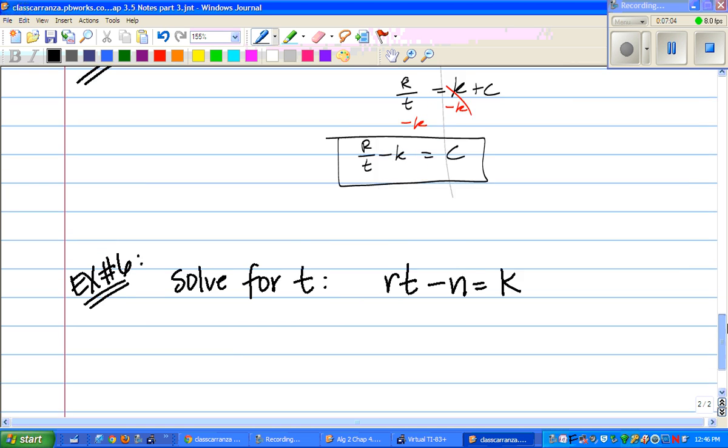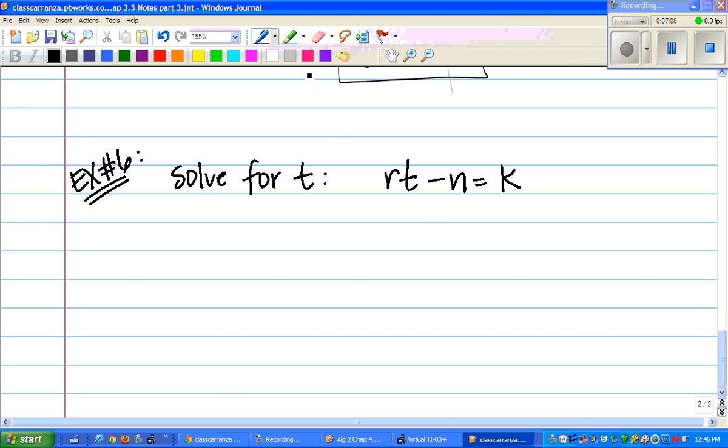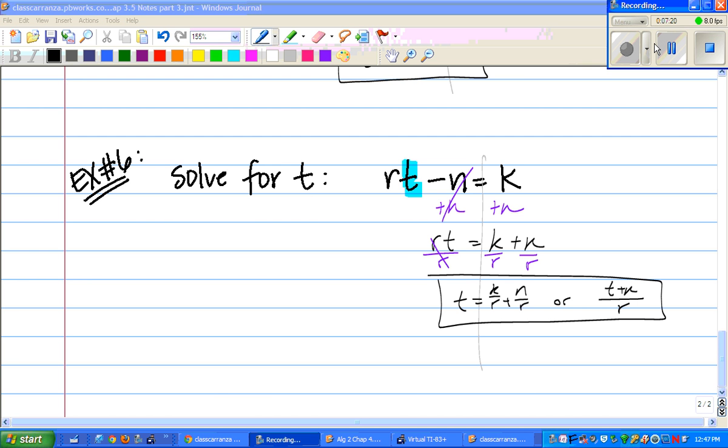All right, the last one. Got to solve for t. Think you guys can handle it? I think so. Let's pause the video and see how you guys do. All right, and there you go. So you added the n to both sides to get k plus n, and then we divided everything by r, and remember you can write it either way you want to.